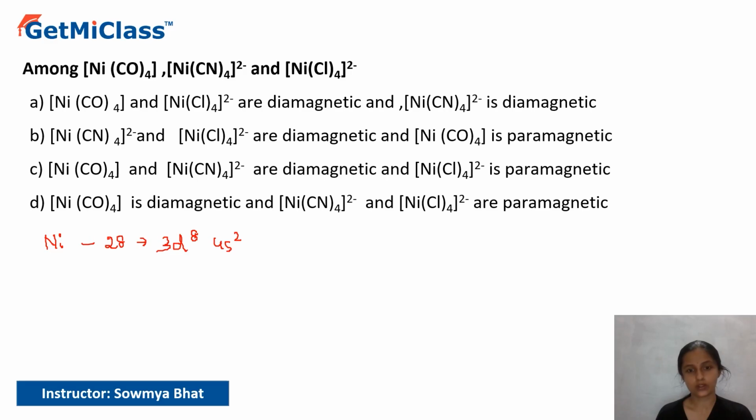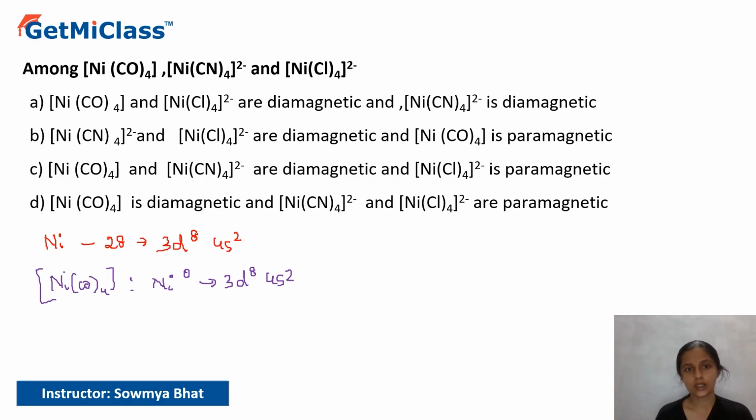In the first complex, that's nickel tetracarbonyl or tetracarbonyl nickel. So we have the oxidation state of nickel as 0. So we are going to get the configuration like 3d8 4s2.